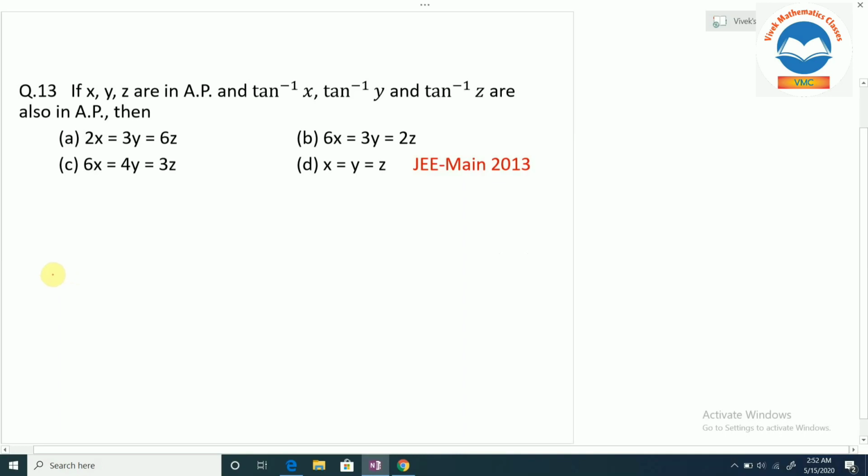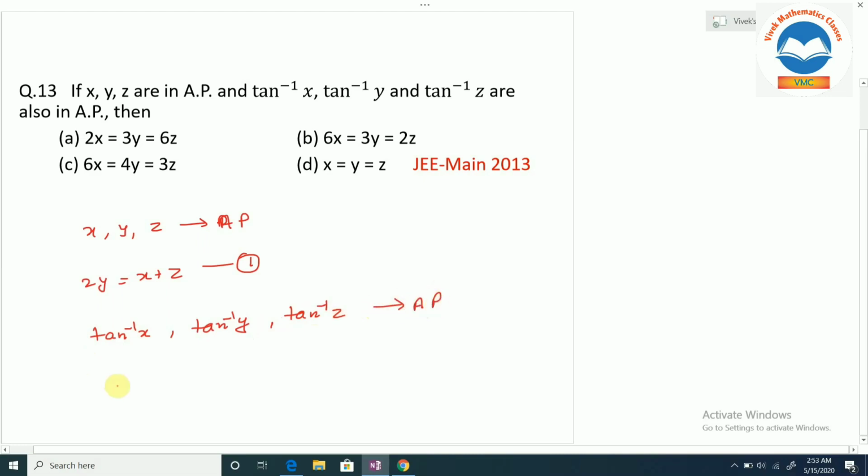They are saying that x, y, z are in AP. So what can we write? If they are in AP, then we can write 2 times y will be equal to x plus z. This will be our equation number 1. Next they are saying tan inverse x, tan inverse y and tan inverse z are also in AP. Write down this also: tan inverse x, tan inverse y, tan inverse z. These are also in AP.